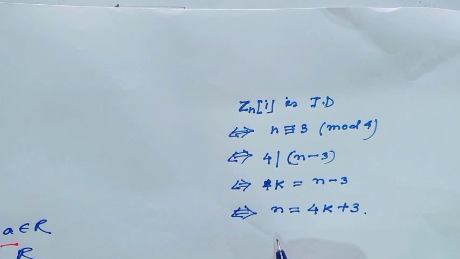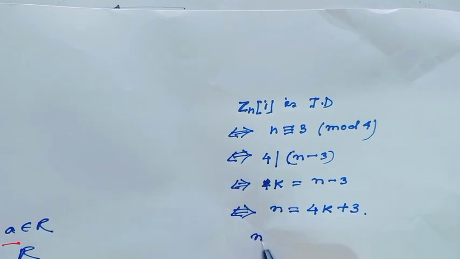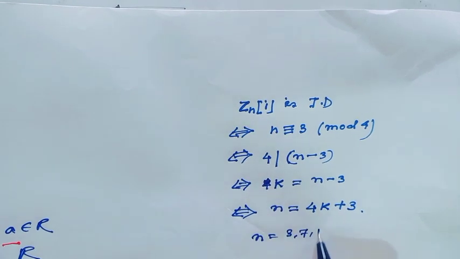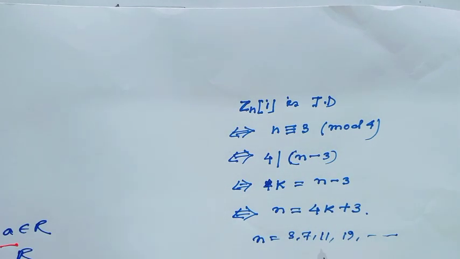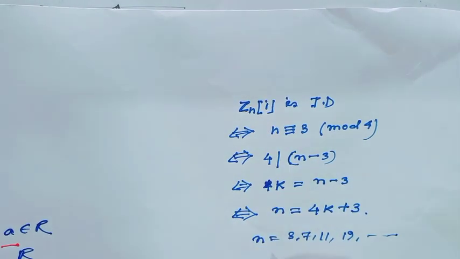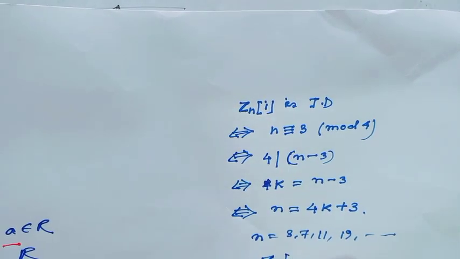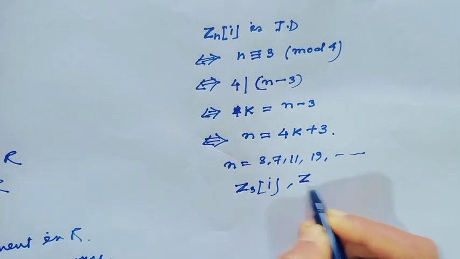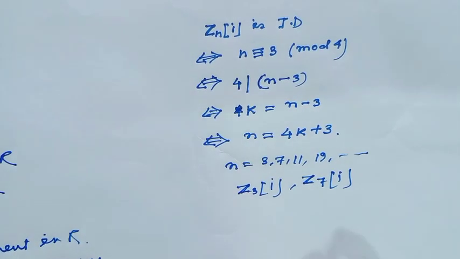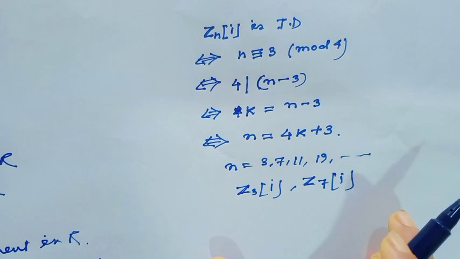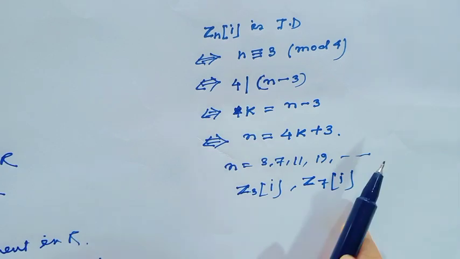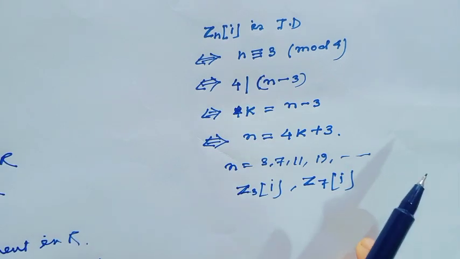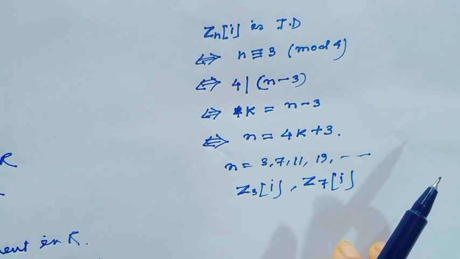Therefore, that implies n equals 3, 7, 11, 19, and so on. For these values of n, Z_n[i] is an integral domain. That means Z3[i] is an integral domain, Z7[i] is an integral domain. Check it yourself. These always contain no zero divisors. This is very important: for which values of n is Z_n[i] an integral domain.